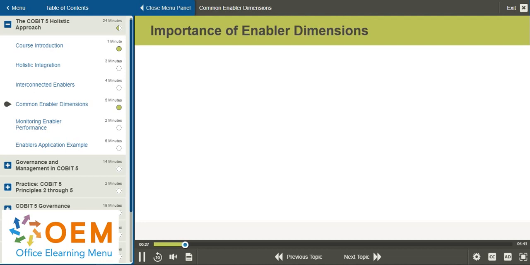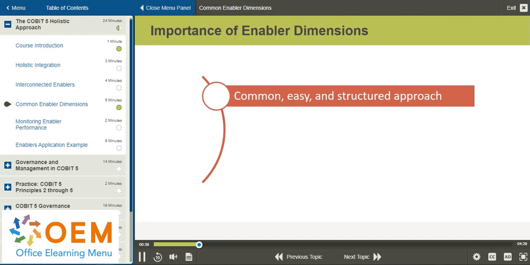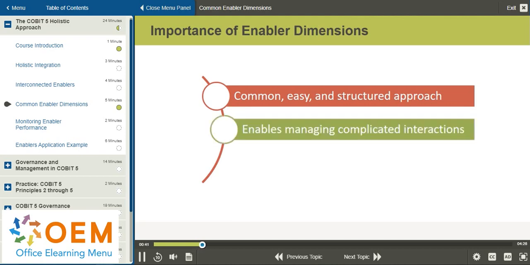There is enabler dimensions, which we are talking about here, and then there's enabler performance management, which deals with ensuring that we have positive outcomes. Enabler dimensions deal with common, easy, and structured approaches to looking at the complicated interactions between many different enablers within an enterprise. For instance, consider the fact that the IT department might be locking down sensitive data that gets processed by employee smartphones. And think of how that might translate to increased efficiencies in a business process because people can work with data such as customer order fulfillment, let's say, while they're on the go using their smartphone.